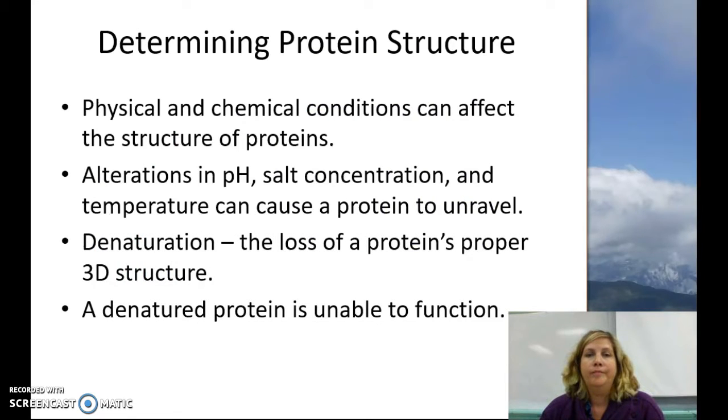Determining protein structure. So physical and chemical conditions can affect the structure of proteins. Alterations in pH, salt concentration, and temperature can cause a protein to unravel. Denaturation is the loss of a protein's proper 3D structure. And as we said, structure enables function. So without the proper structure, there is no proper function. So a denatured protein is unable to function.